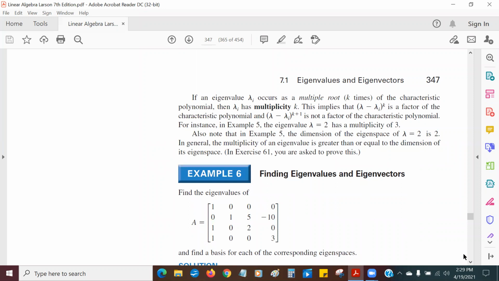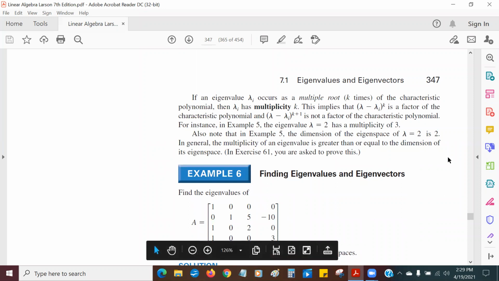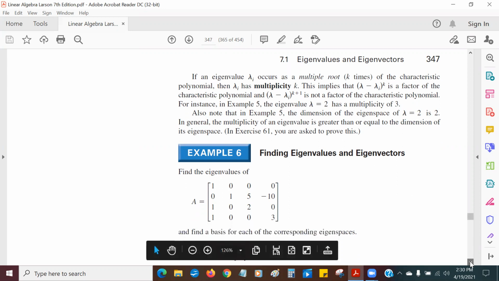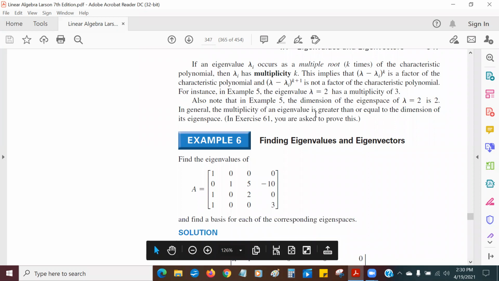Okay, now if you notice, whenever you have a lambda that occurs several times, like in the previous example, where we had the eigenvalue lambda equals 2, it occurred 3 times because it was lambda minus 2 to the third power. So we say that it has a multiplicity of 3. By the way, we use similar terminology in general with polynomials.